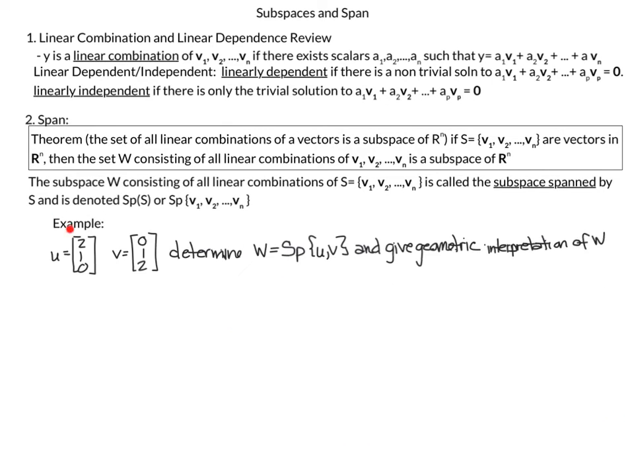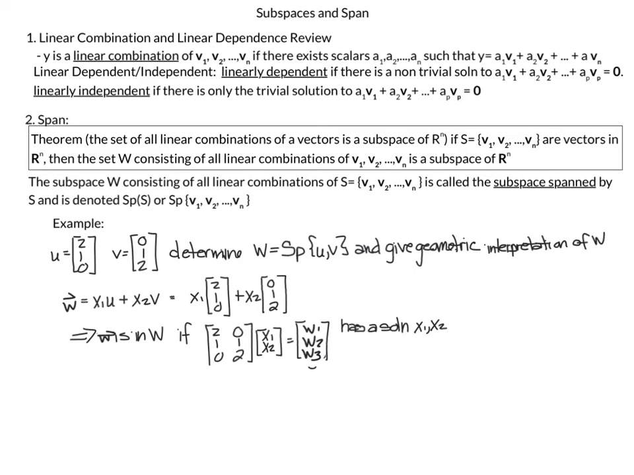So next we have this larger example. Let's say u is equal to (2, 1, 0), and v is equal to (0, 1, 2). We want to determine the span of u and v and give a geometric interpretation of this span. By definition, my span is equal to all the linear combinations of u and v. So if I name my scalar multiples x1 and x2, it's x1u plus x2v, or written in vector form, it looks like x1 times my vector u plus x2 times my vector v.